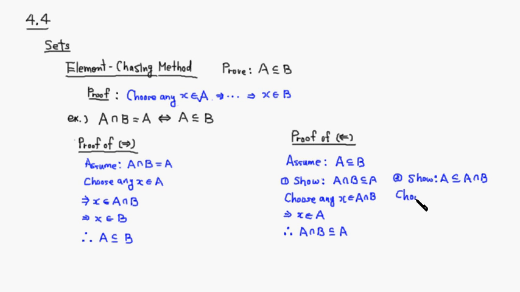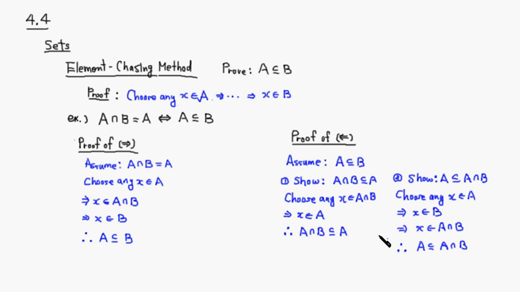Let's do the other containment. Let's choose any element x in A. Since we're assuming that A is a subset of B, every element x in A is also in B. So this implies that x is also in B. Now we know that x is in both A and B, so x is in A intersect B. Therefore, all elements in A are also in A intersect B. So A is a subset of A intersect B, with the assumption that A is a subset of B.